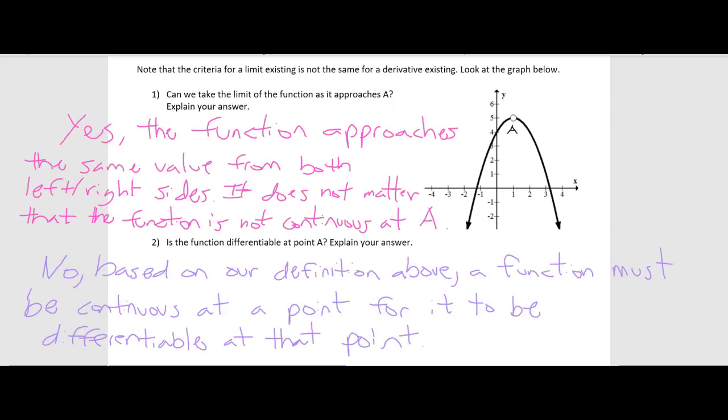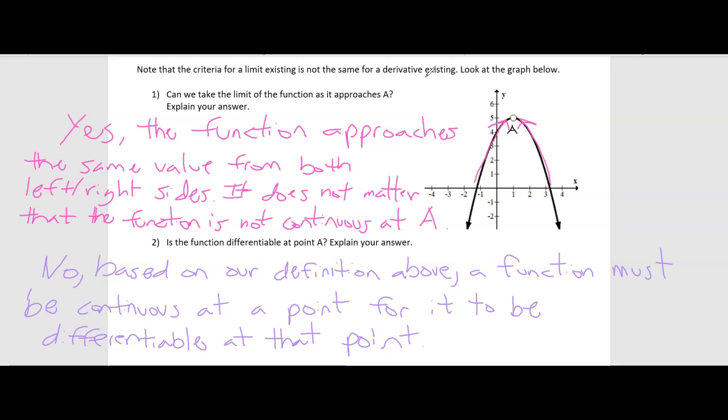Okay, so we are able to take the limit because the function is approaching the same value from both the left and the right-hand sides, which means the two one-sided limits are equal, which makes the actual limit equal. Remember, it doesn't matter that the function's not defined or continuous at that point, because it just matters what the function is approaching, not what the function's value is, whether it does have a value or whether it's not defined at all.